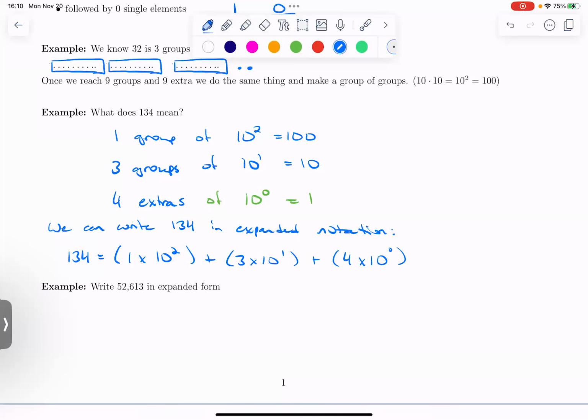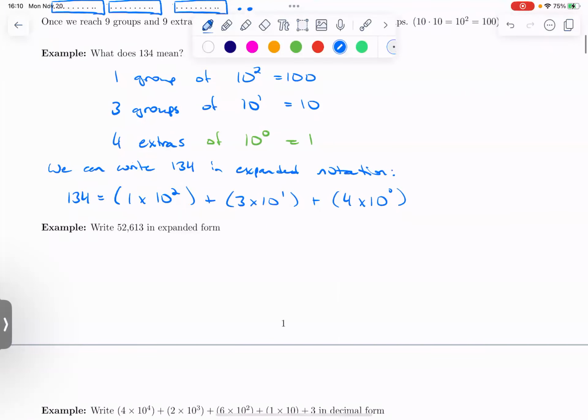So what if we want to write 52,613 in expanded form? Well, where am I going to start? I'm going to start by writing this out so I can see the numbers better: 5, 2, 6, 1, 3. And then I'm going to start by assigning this 3 to 10 to the power of 0. I know I have 3 extras, or 3 singles.